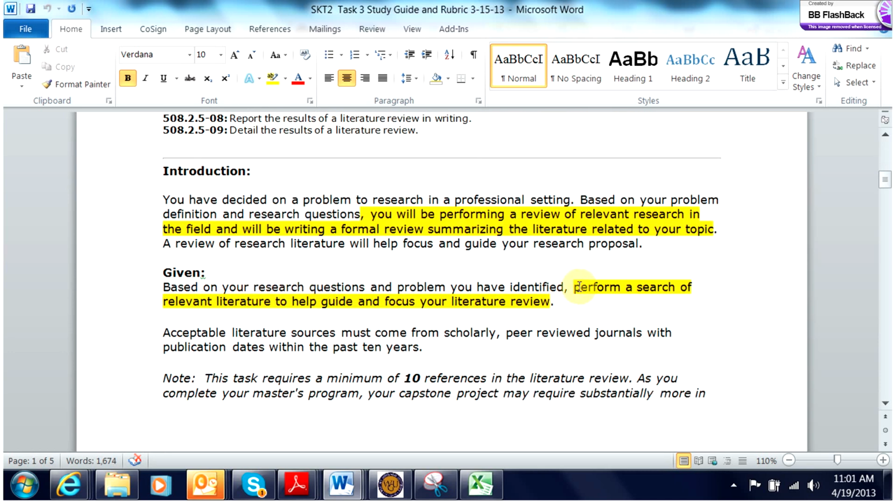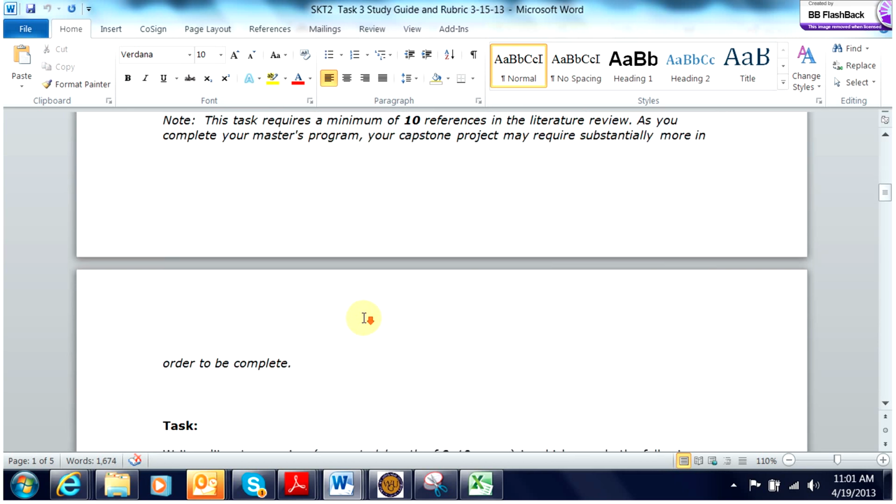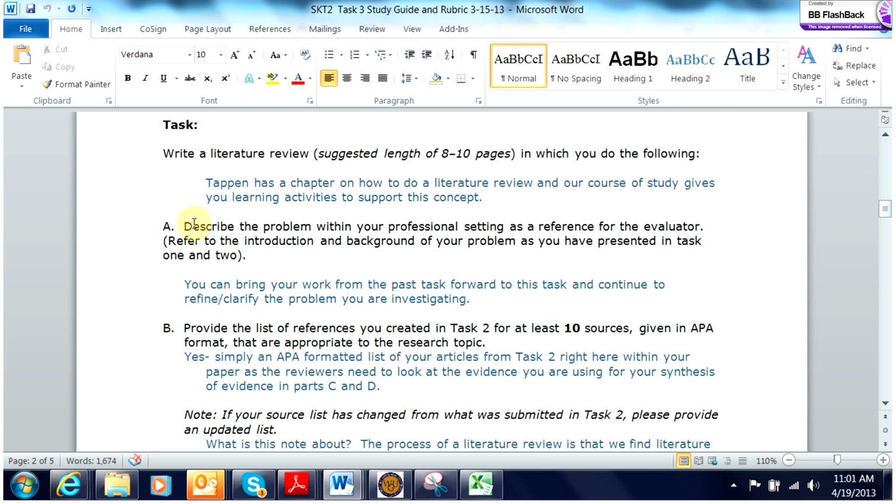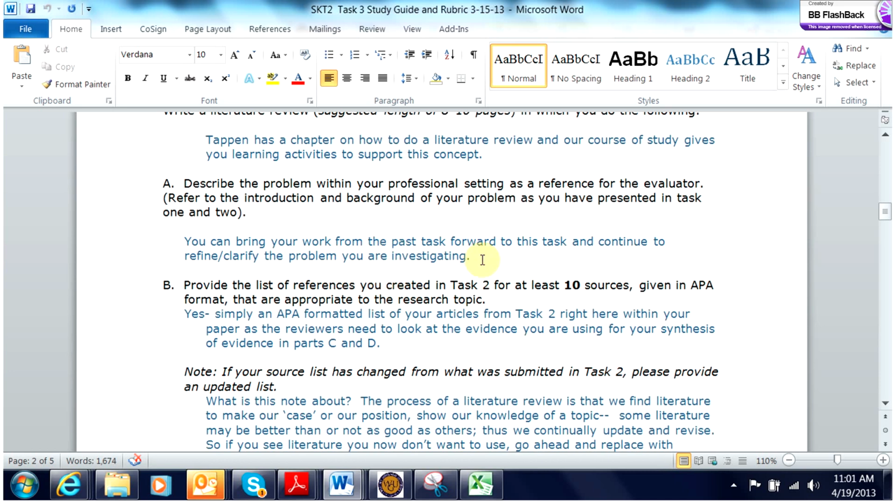The basics is that you've performed a literature research to guide and focus your literature review, and you're going to write that now. Describe your problem. This comes from your previous tasks where you keep building on describing your problem and an introduction of your problem. You certainly can move this work forward in every task because you're investigating the same problem.